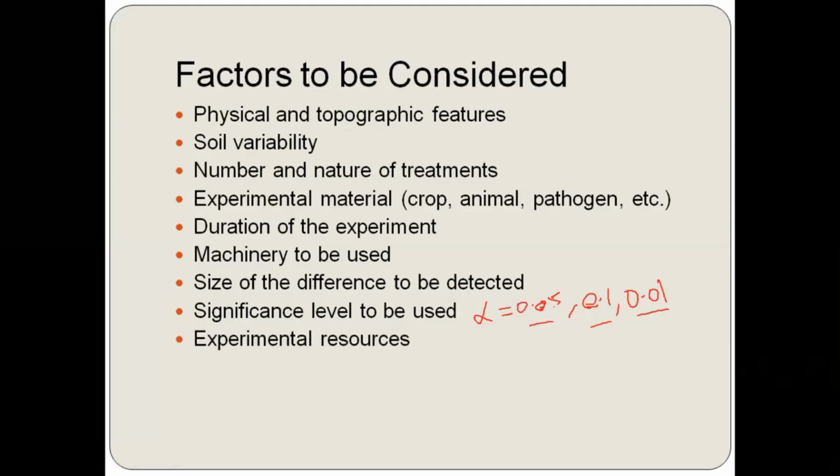Experimental resources: what sort of resources we have, such as the land, the size of the land, other types of resources, and the amount of financial support. All these are important when you plan a proper experimental study. So these are the factors that we can consider.